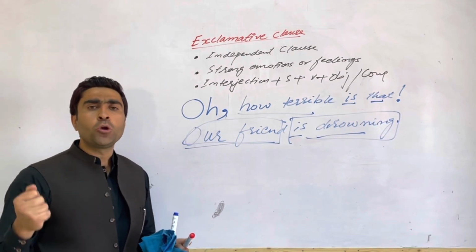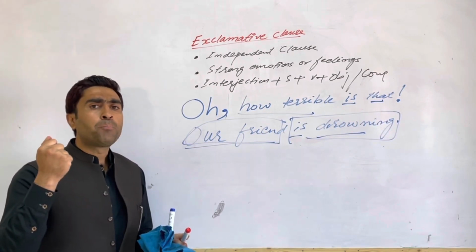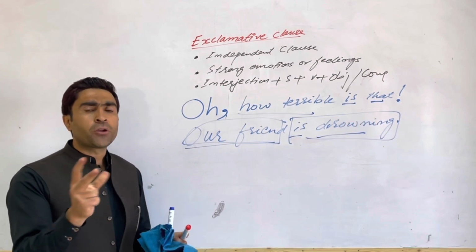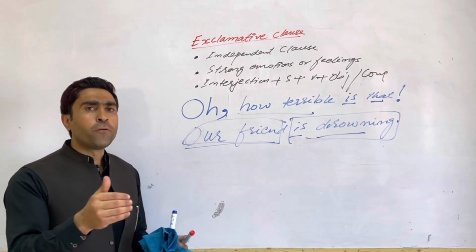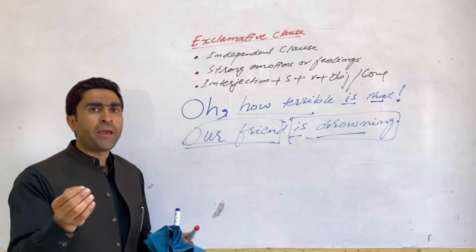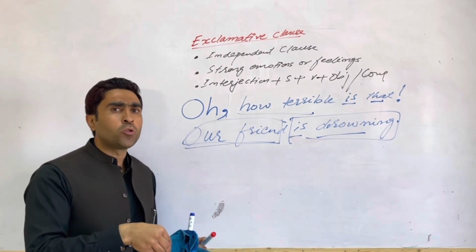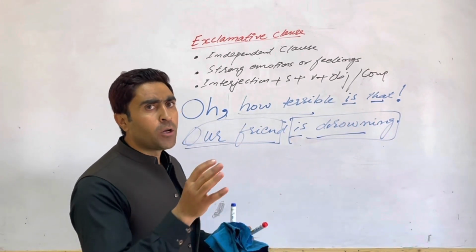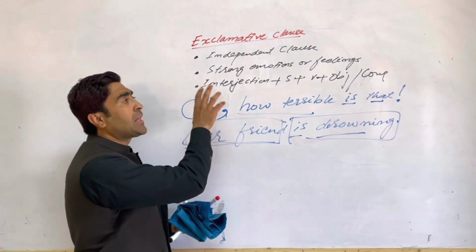But in written form, you have to be very careful. You have to be precautious. You have to take precautionary measures before putting your pen down on the paper. So you have to be very careful when you're writing something. So that's called the exclamative clause.